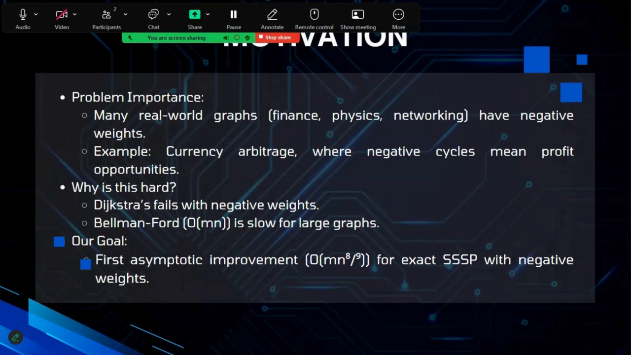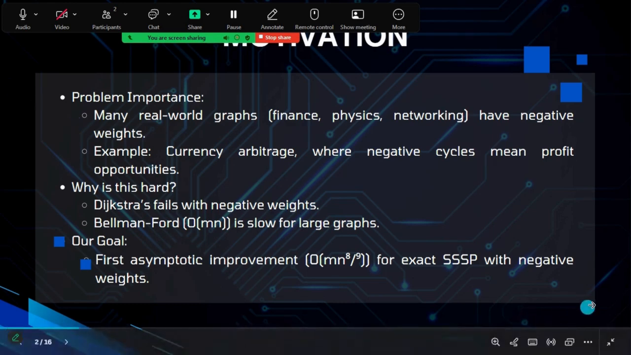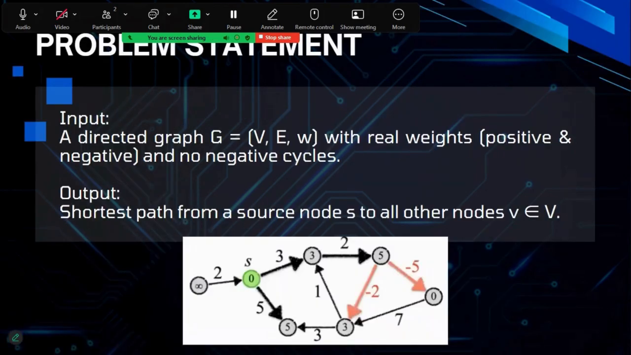So however, these graphs do come with a computational challenge, right? There are different algorithms for this, like the Dijkstra algorithm, but the problem with it is that it fails when the edge weights are negative, right? Bellman-Ford works perfectly, but it runs in time of big O of mn, and it's not efficient when the graphs are large, right? So this research basically offers the first asymptotic improvement to the solution for graphs with real negative weights. Moving forward, what's our problem statement?